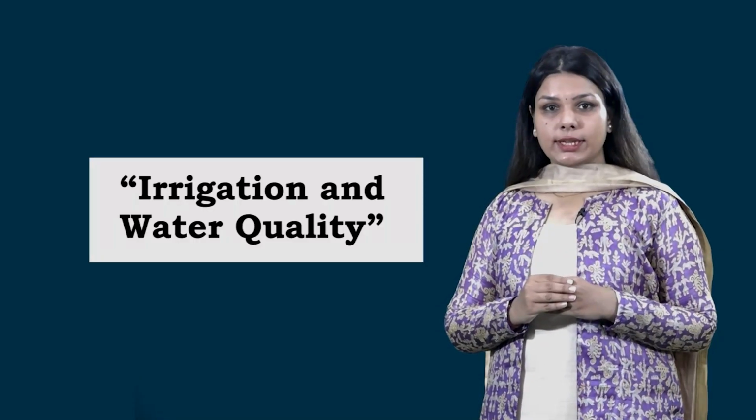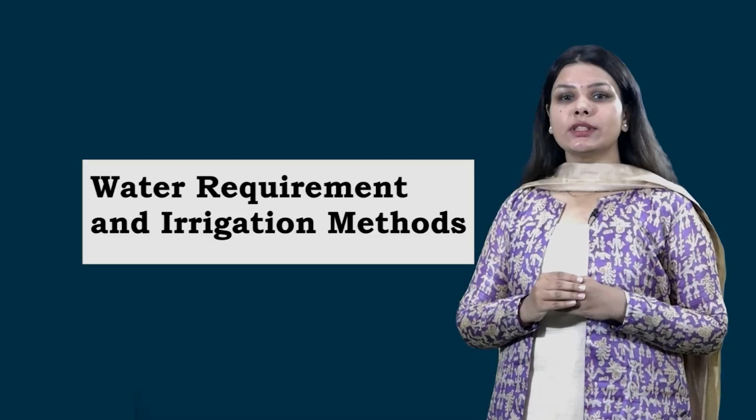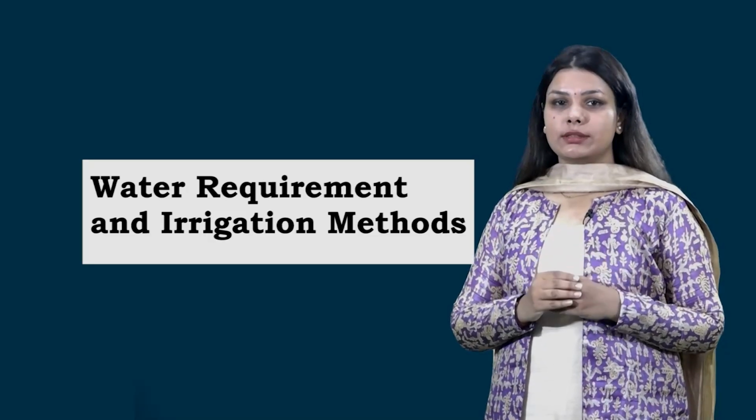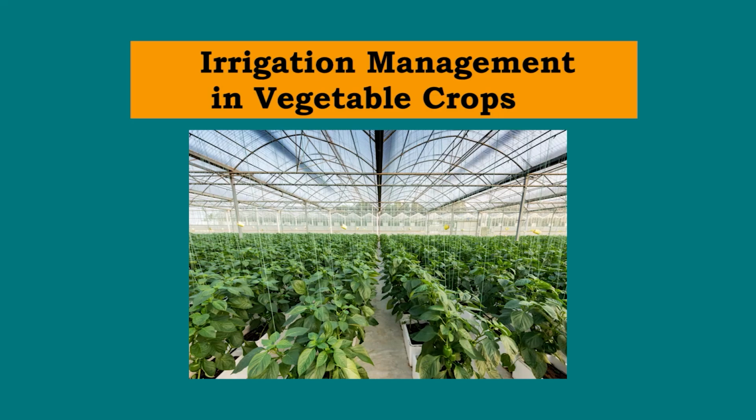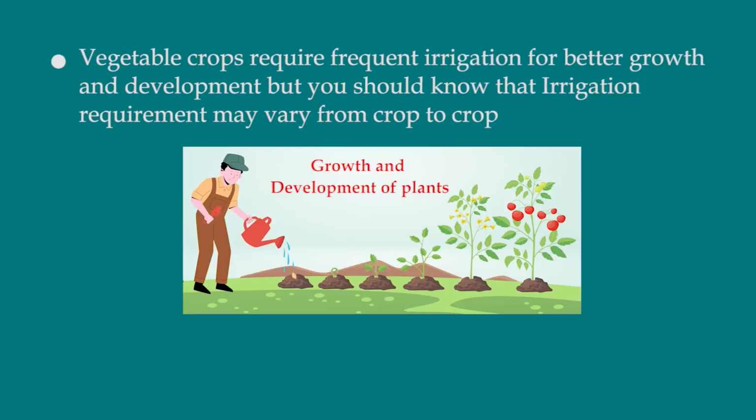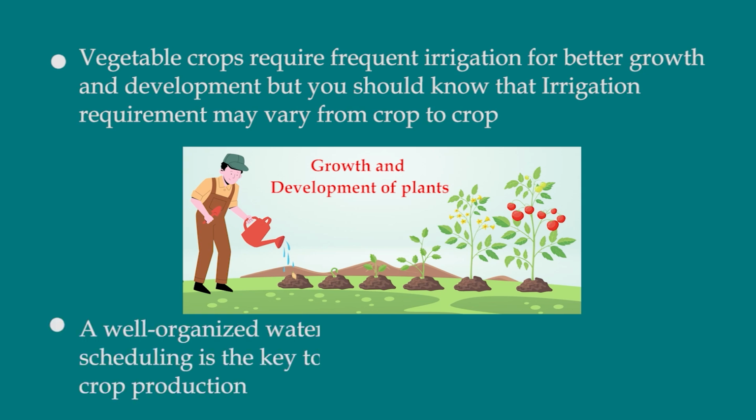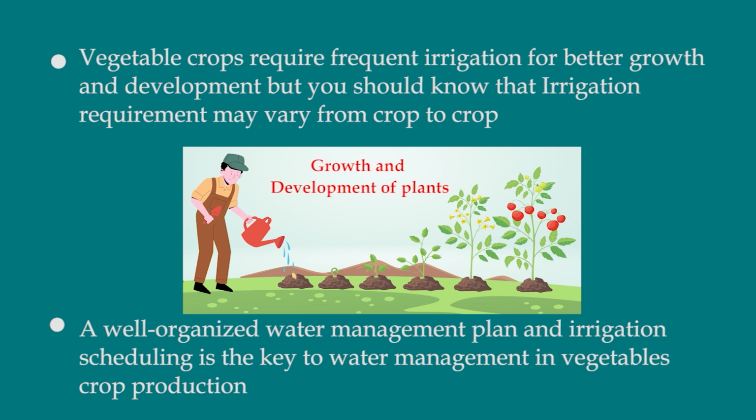In this unit, we have two sessions. First session talks about irrigation and water quality, and the second session deals with the water requirement and irrigation methods, that is, irrigation management in vegetable crops. You must have noticed that vegetable crops require frequent irrigation for better growth and development, but you should know that irrigation requirement may vary from crop to crop. A well-organized water management plan and irrigation scheduling is the key to water management in vegetable crop production.